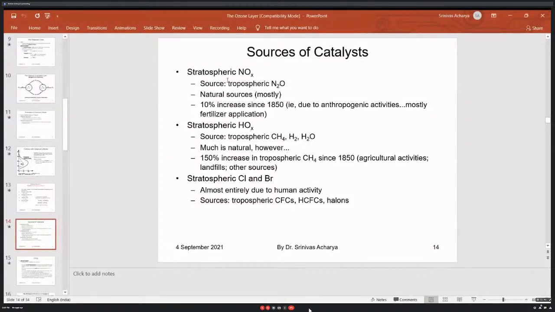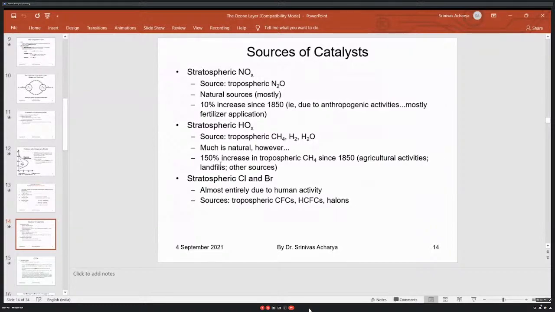Sources of this catalyst. The stratospheric sources are tropospheric sources, that is N2O, a natural gas formed due to microbial biodegradation processes, and then some natural sources, with a 10% increase since 1850. This is nitrous oxide. Then stratospheric hydroxyl free radicals come from tropospheric methane, hydrogens, and the moisture content of water vapor, and some natural sources. There is a 150% increase in tropospheric methane since 1850 due to agricultural activities, landfilling, and other sources.